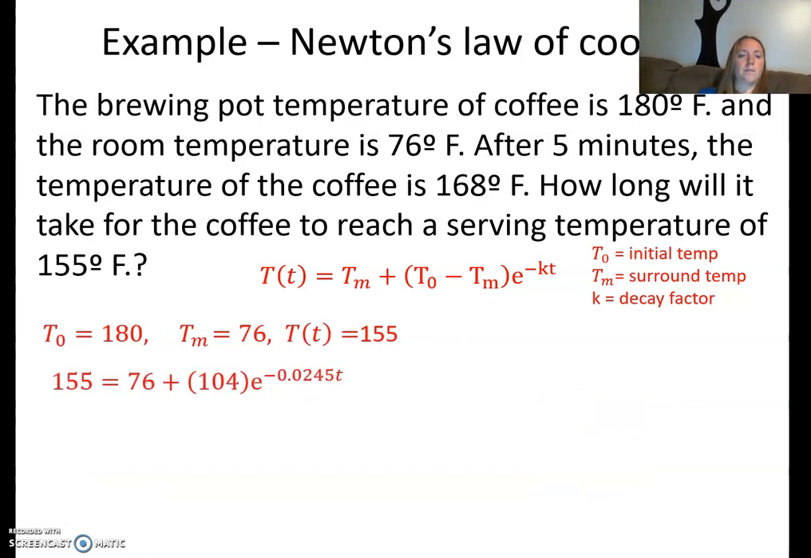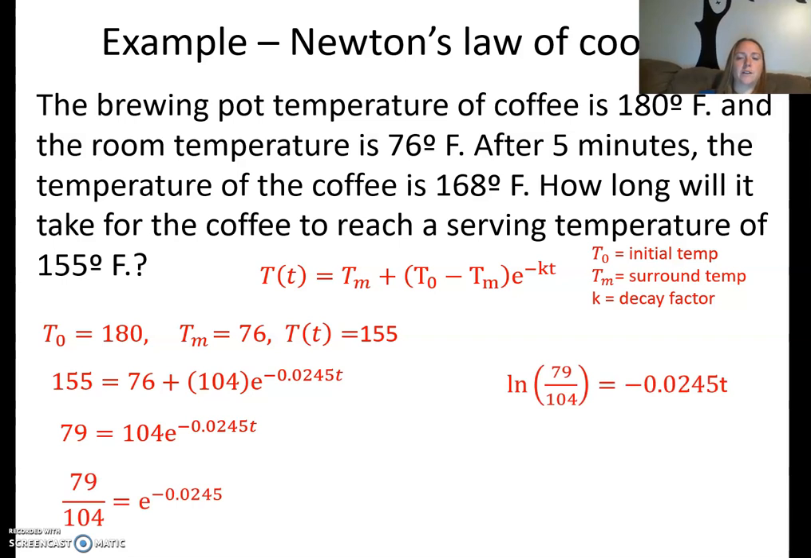T sub 0 is 180, T sub m is 76, and we're looking for at what time it is going to be 155. So I'm going to plug in my respective values here. Now I know what the K was. It was 0.0245. So I'm going to subtract and divide. Once again, I'm stuck. So I'm going to take the natural log of 79 over 104 and divide by the negative 0.0245, and we get 112 minutes. Okay, so a little shy of 2 hours it would take for it to be 155 degrees according to this.